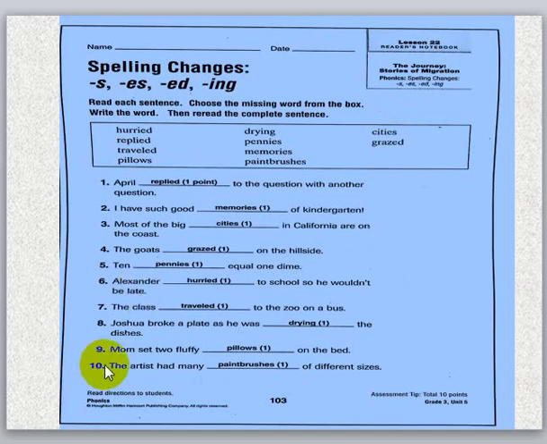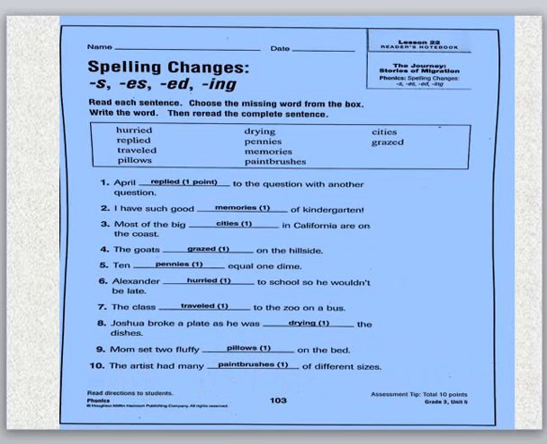Like number 10, the artist had many paint brushes of different sizes. Paint brushes are tools the artist can use to draw. Okay, let's move to the other page.